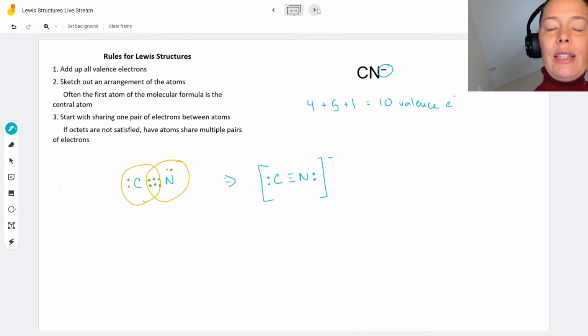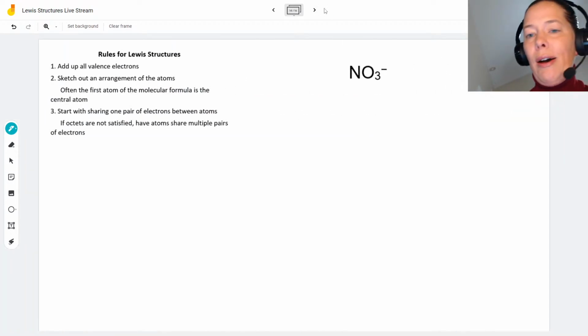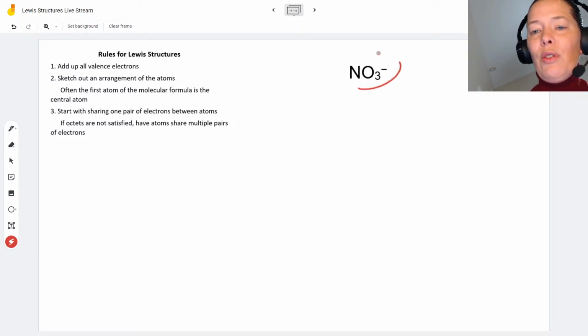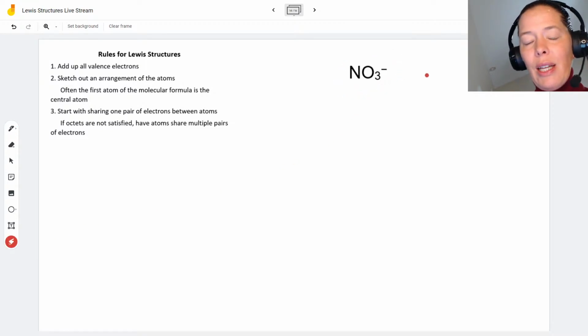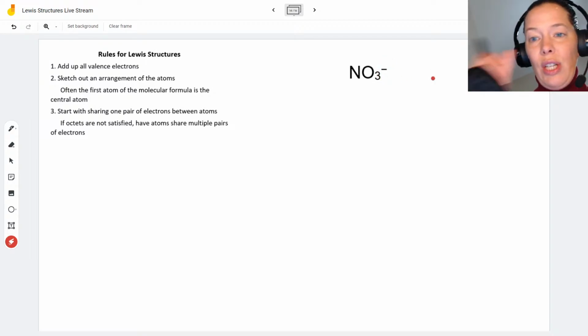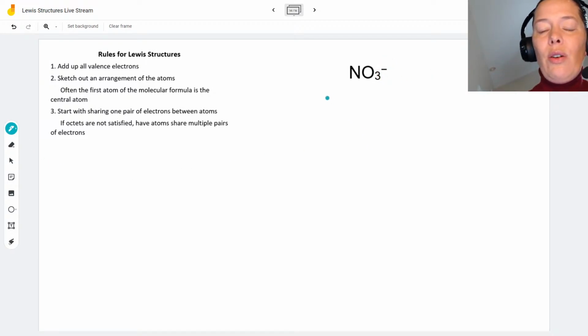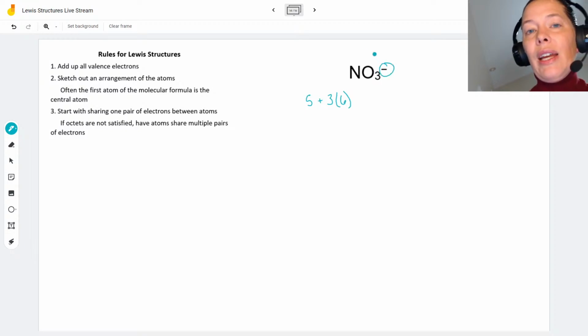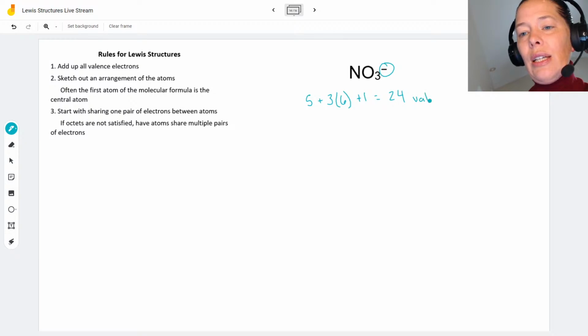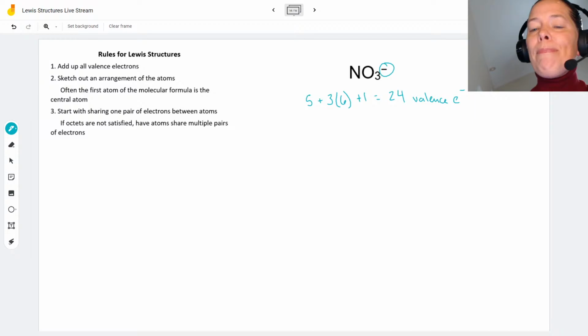I think we can fit in at least one more. Yeah, and this one is actually a really good one to do. So this is nitrate, again, another polyatomic ion, so we're going to have to deal with a charge here. Nitrogen gives me 5 electrons. We have 3 oxygens. They give me 6. Again, my negative charge means that I have gained an electron, so I'm going to add 1 there. So I've got 24 valence electrons. All right, I got a lot of valence electrons to deal with.